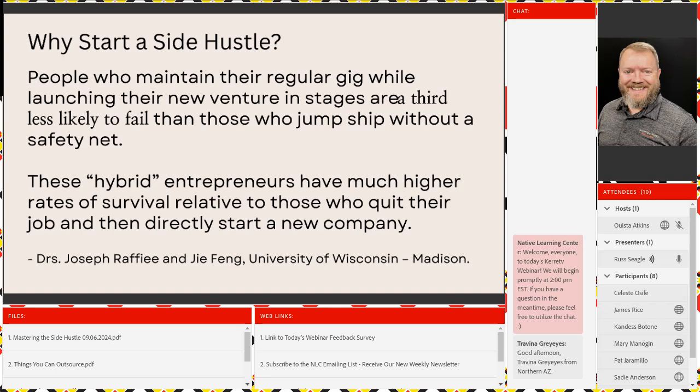Don't know what happened to our type there. I'm sure on your copy, on your PDF, it's probably not running into those spacing issues. A third less likely to fail than those who jump ship without a safety net.